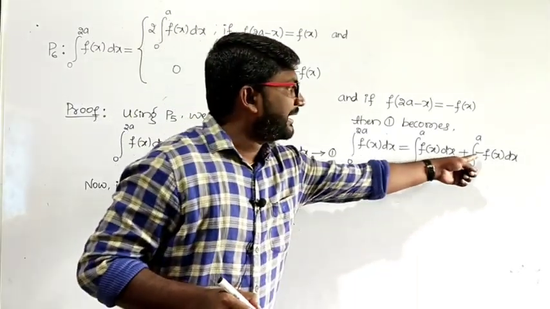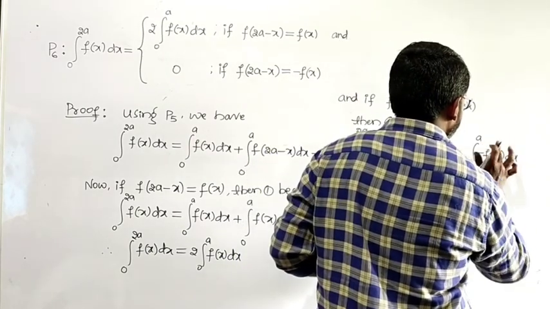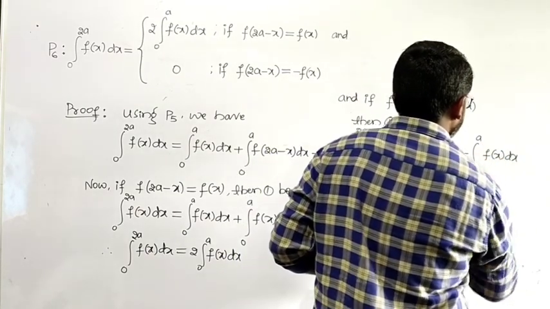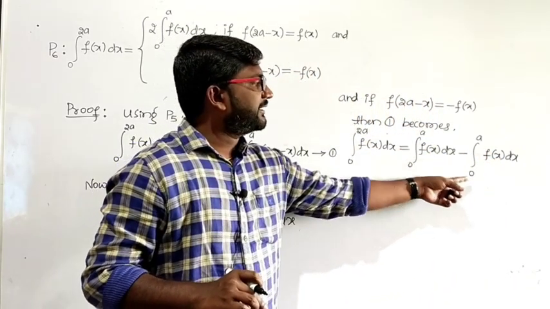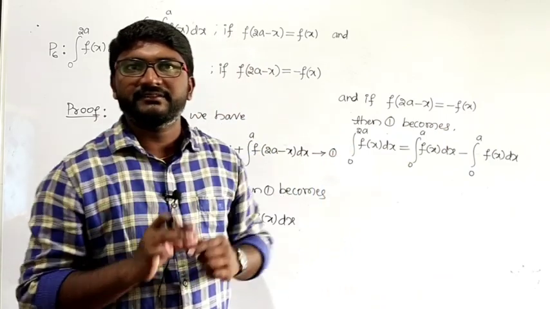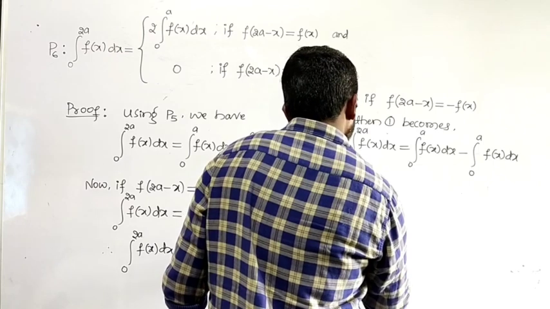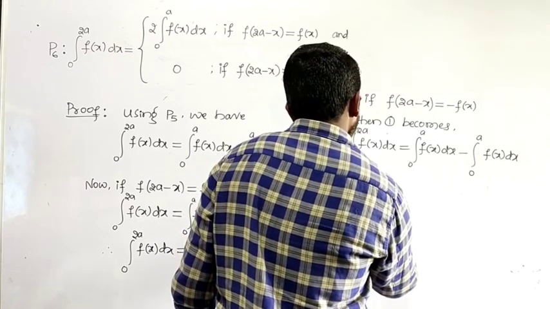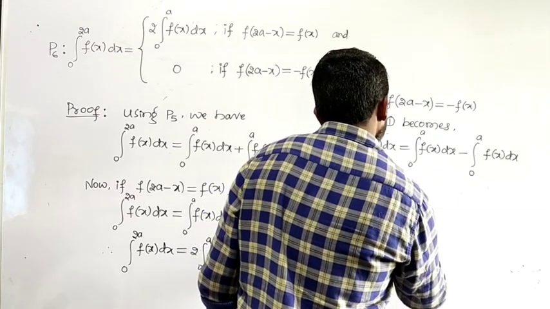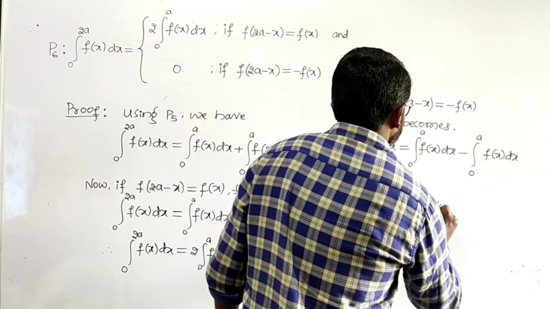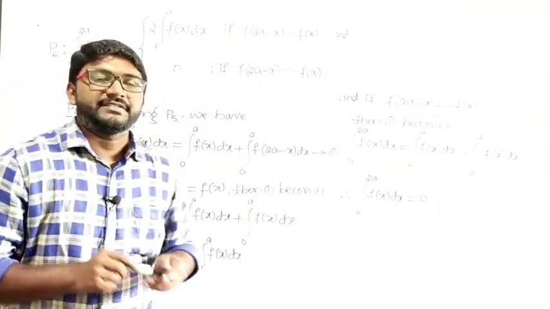So here minus into plus becomes minus. So directly I can write the minus sign here. So plus the integral from 0 to a of f of x dx and minus the integral from 0 to a of f of x dx both get cancelled. The answer will be 0. Therefore the integral from 0 to 2a of f of x dx is equal to 0. So with this we have proved the property P6.